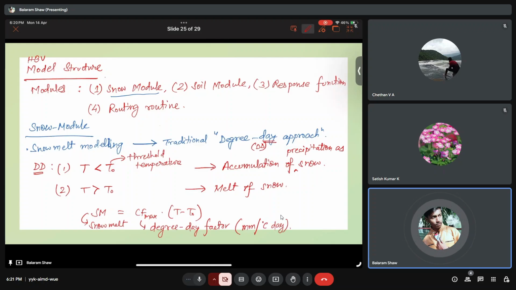Now the unit for this is the remaining portion. Unit for this is what? Unit for this will be in degrees Celsius. So what will be the unit for this? Unit for this will be, see, millimeter per degree Celsius per day. So the unit of snow melt will be millimeter per day, right? So this formula we use for T greater than T naught.